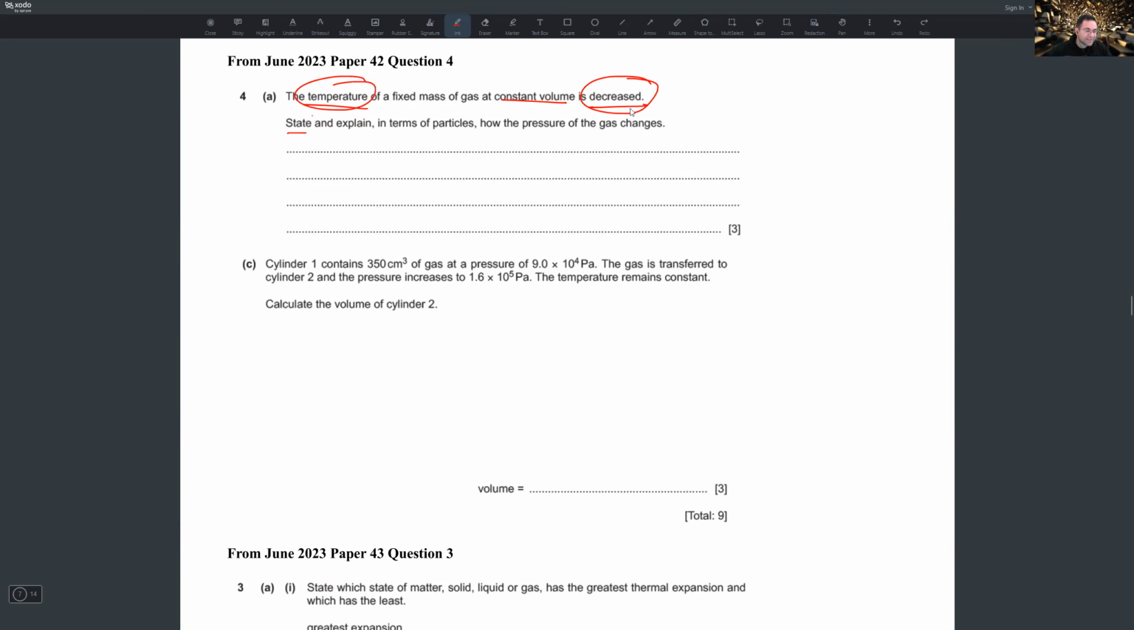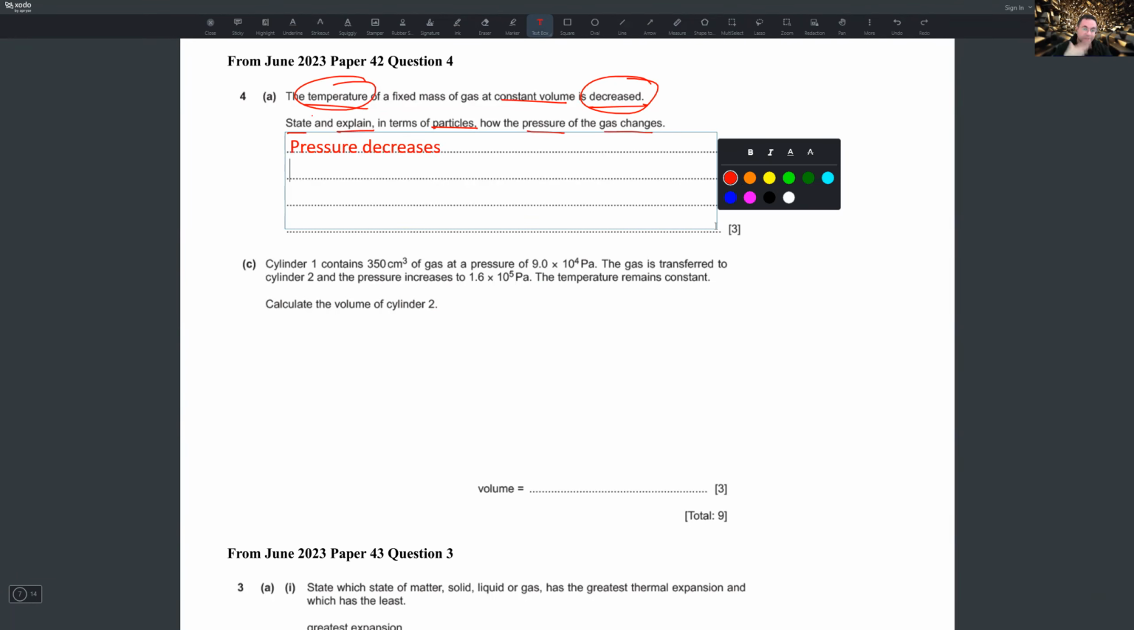State and explain in terms of particles how the pressure of the gas changes. You've decreased the temperature, so the pressure has decreased. So that's my answer to state: the pressure decreases. Now what's the explanation? You've cooled it down, right? So the molecules are moving slower. So they're colliding with less force and less frequency.